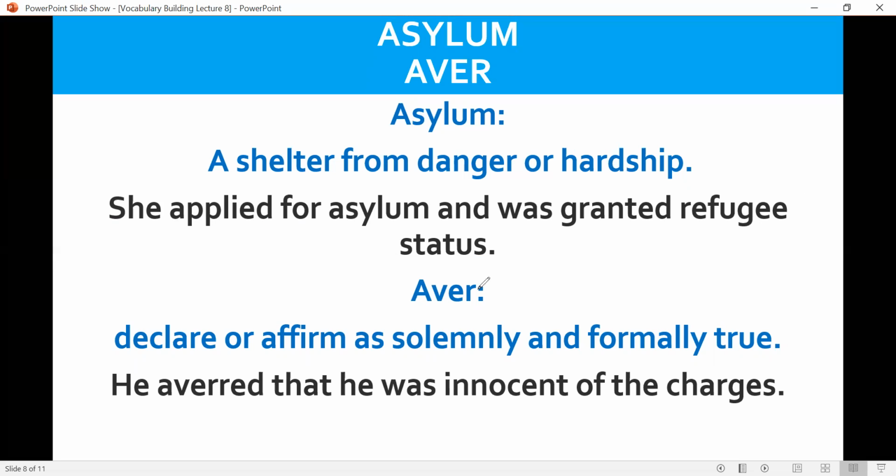Aver means to affirm, to declare something true, declare or affirm as solemnly and formally true. He averred that he was innocent of the charges. He's been called in the court of law and he declared on oath that he is innocent. Aver means to declare something true on oath.